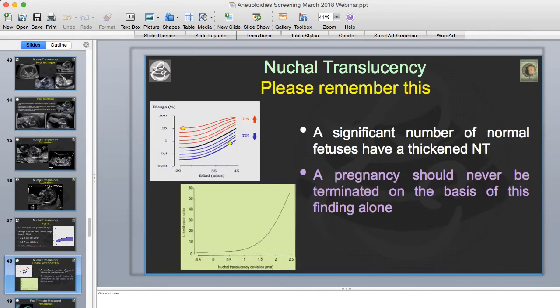What we also need to realize is that a large number of normal fetuses will have a thick nuchal translucency, and therefore this is not to be used as a diagnostic test. It is not the basis on which a termination should be done, and we should not yield to the patient not wanting to go through the hassles of a diagnostic test and terminating on the basis of this screening test alone. And this is extremely important to realize.